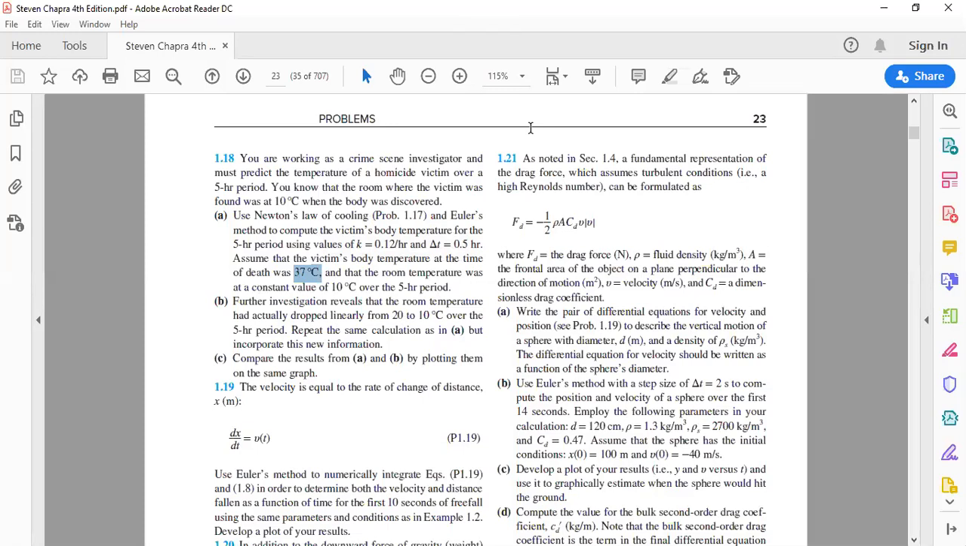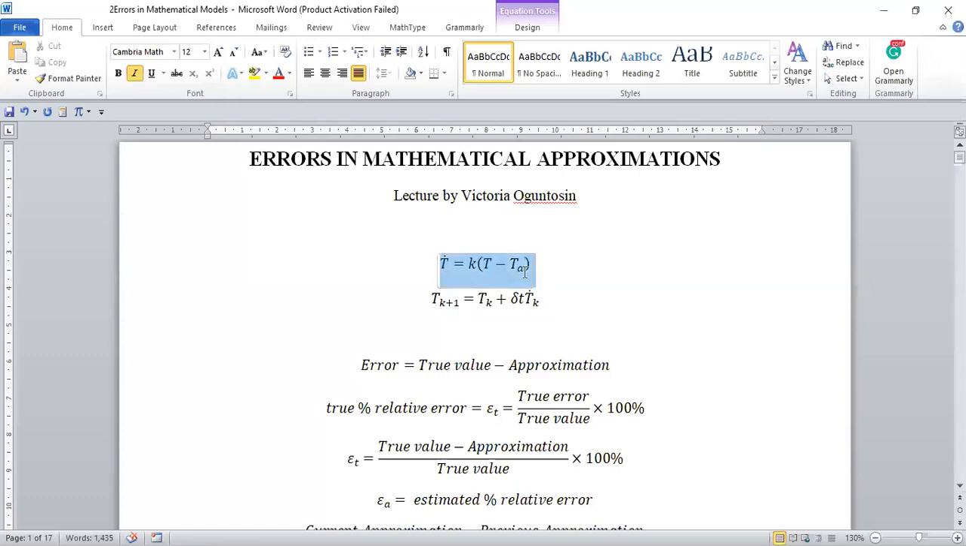So this is the equation for Newton's law of cooling. It states that the rate of change in temperature is equal to minus k times (T minus TA), where TA is the ambient temperature, or the temperature of the room, and T is the body temperature. And we are to use Euler's approximation to do that. So let me share my screen for the VBA solution.